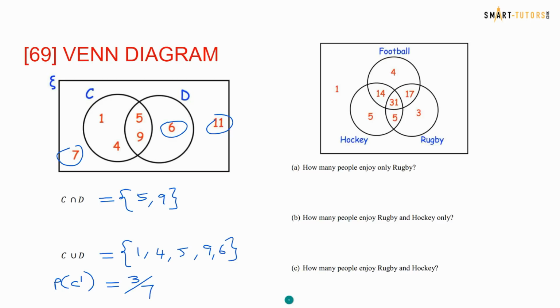How many people enjoy only rugby? Only rugby means 3. How many people enjoy rugby and hockey only? Rugby and hockey only means this 5. How many people enjoy rugby and hockey? Not only, they say rugby and hockey. That means you need to add this 31 and 5. 31 plus 5 is 36.